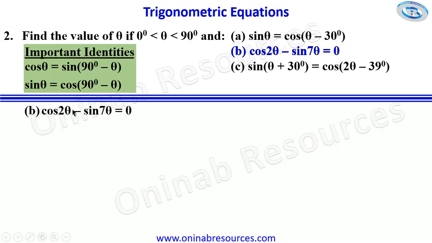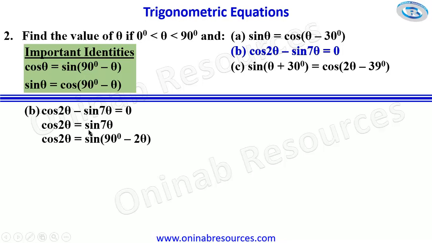For 2B, cos 2 theta minus sine 7 theta is equal to 0. We are going to rearrange. Take this minus sine 7 theta to the right hand side. We have cos 2 theta equals sine 7 theta. If you take this sine 7 theta to the right hand side, it becomes plus. So again, we check the first identity here. This is cos 2 theta. If I multiply the theta by 2, it means I'm going to multiply this theta 2 by 2. So we now have cos 2 theta is equal to sine 90 degrees minus 2 theta.